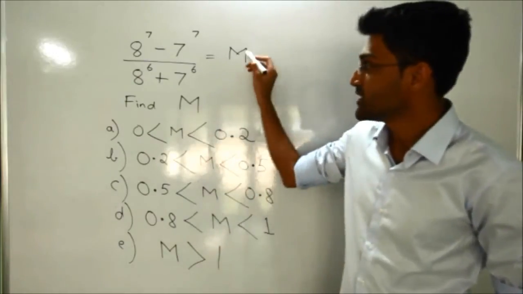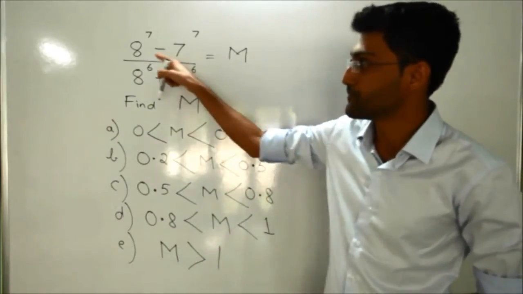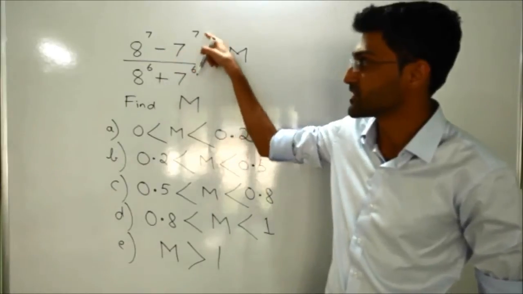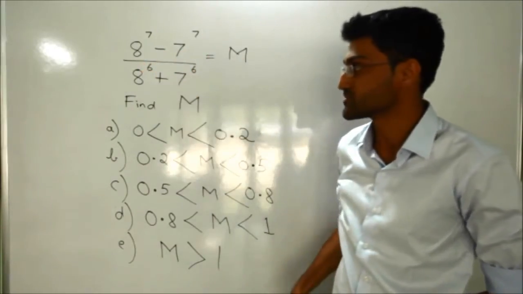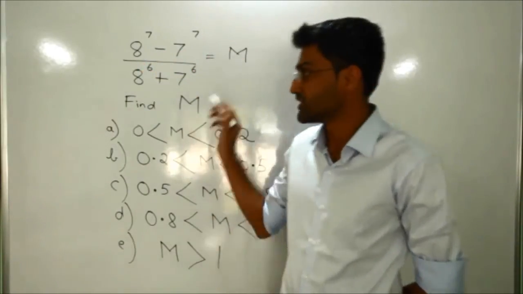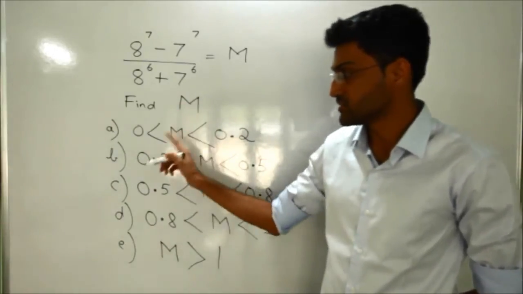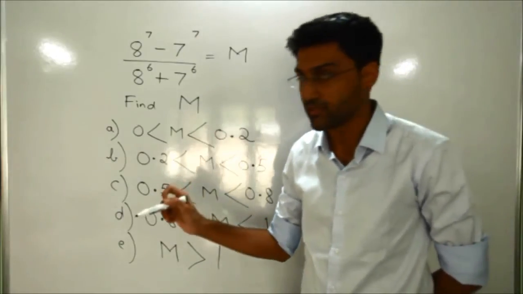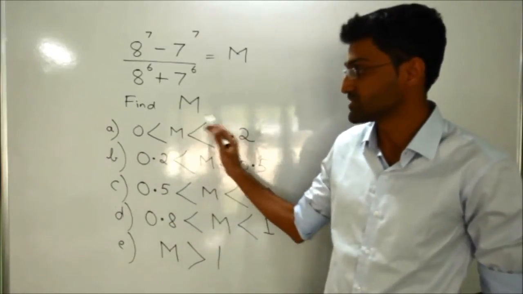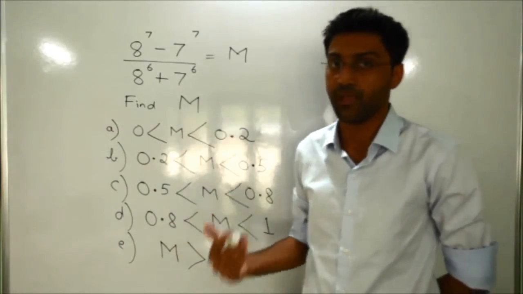Let's have a look. They are telling us that the value of m is 8 raised to 7 minus 7 raised to 7, the whole thing over 8 raised to 6 plus 7 raised to 6. And they are asking us the value of m. Be careful on the test. They don't expect you to compute the exact value. What they want you to find out is in which of these ranges does m lie.